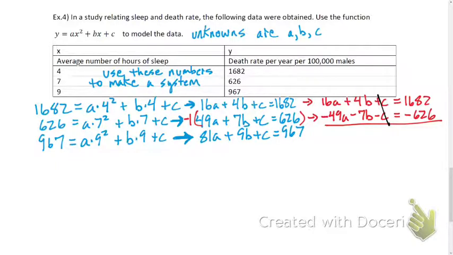So when we do that, we want to go -49 plus 16. We get -33a minus 3b, and 1682 minus 626, we get 1056. So there's one equation. Let's do the same for 2 other equations. So I need to multiply one of them by -1 and maybe pick the 3rd equation, and I think that'll work out. So I'm just going to write this one using the -1.